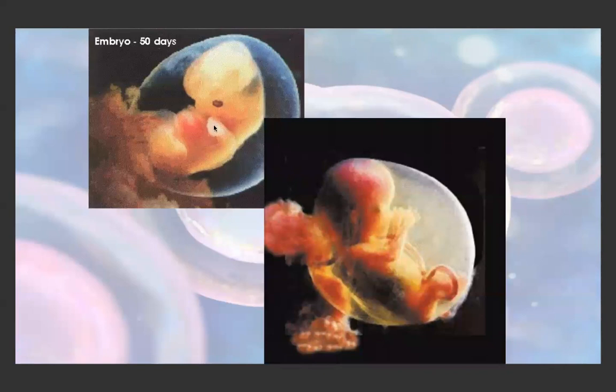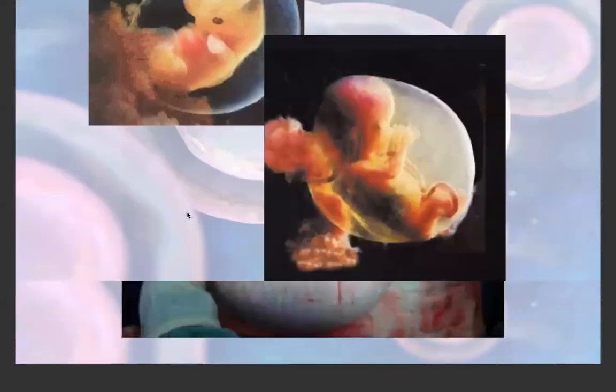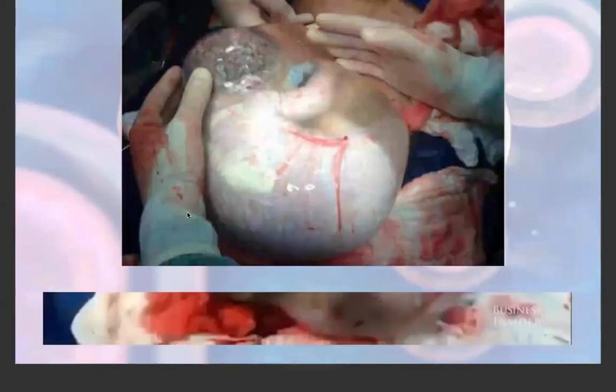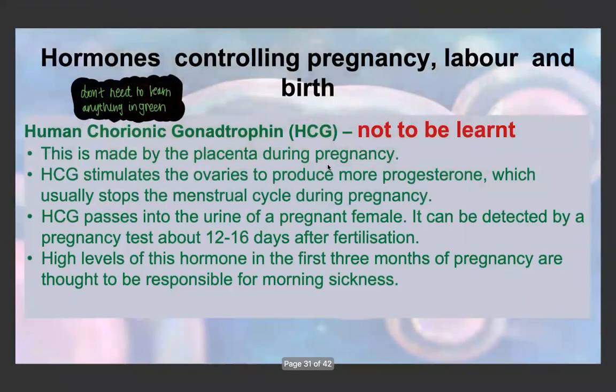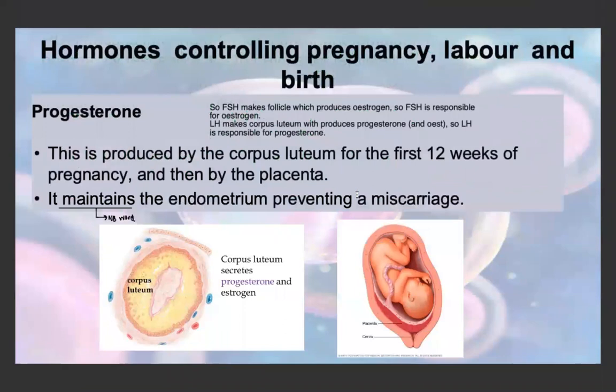Here's a picture of the developing embryo. And another picture. That's as it's being born, where the amnion is actually not being burst. And the same here. So some of the hormones controlling pregnancy, labor, and birth, we're going to look at in a bit more detail here. These ones in green, such as HCG, don't stress about them, they can't be tested.